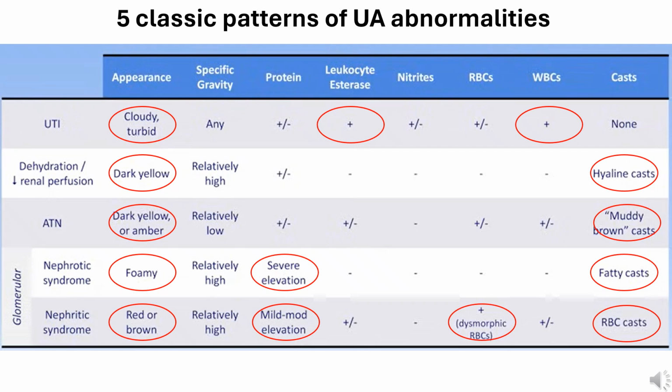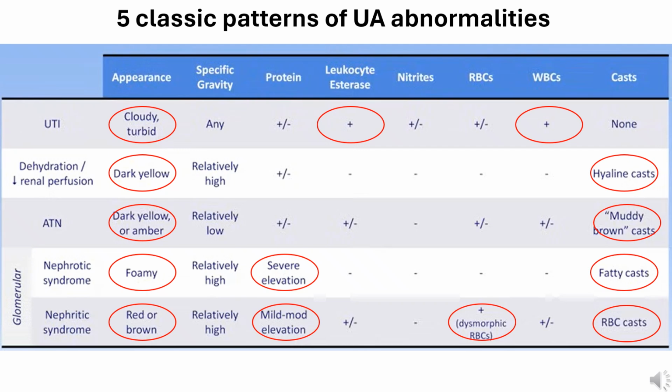There are 2 categories of glomerular disease. In nephrotic syndrome, the urine can look foamy on account of proteins decreasing the urine surface tension. The presence of severe proteinuria also leads to a very high specific gravity. Leukocyte esterase, nitrites, RBCs and WBCs are all absent, and the urine may contain fatty casts.